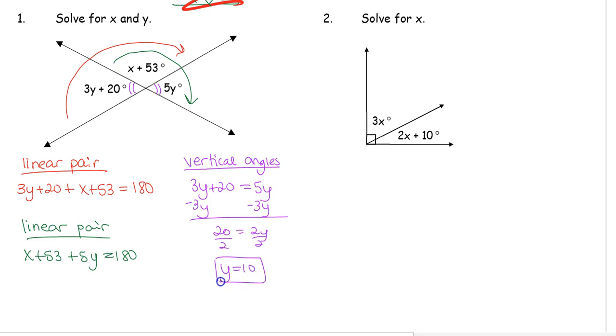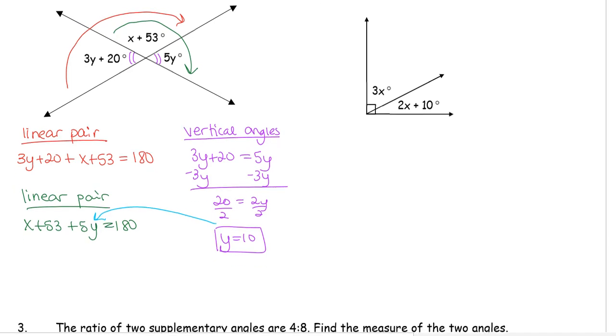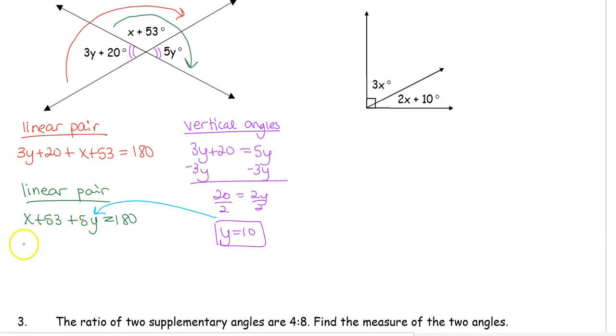equals 10. Now that I have y is 10, I can go back to either one of these other equations that I had set up, and I can plug y in. I'm just going to go to the second one because it's there and I've got room below it. And I can plug that in and I can solve for x. So x plus 53 plus 5 times 10. X plus 53, 5 times 10 is 50.